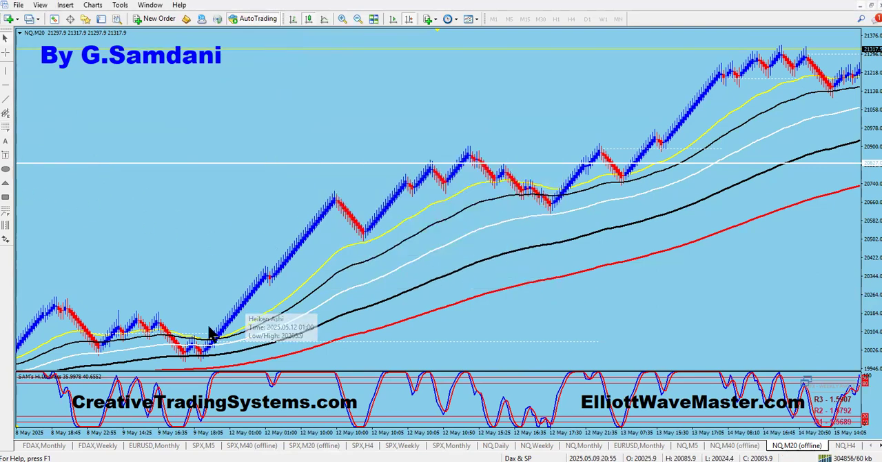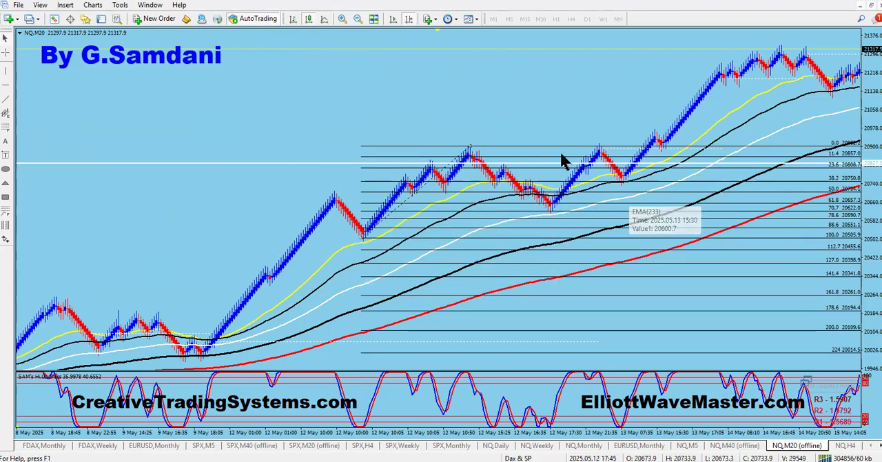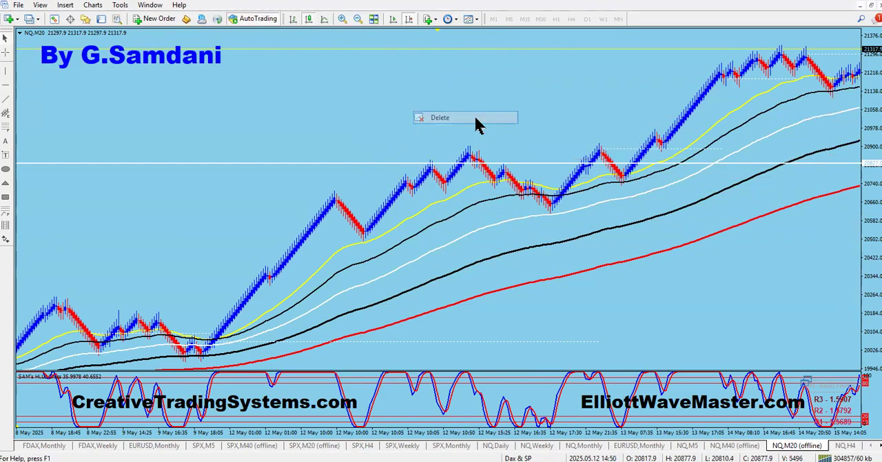After the move, you want to know how much it's retracing. So we use this tool from, let's say, here to here. You simply draw from here to here, right? You see that it usually comes and touches this zone between 61 and 78%. That is a reversal zone. Then you have an extension zone, which is 127 and or 161%. It goes and makes the higher high, right?